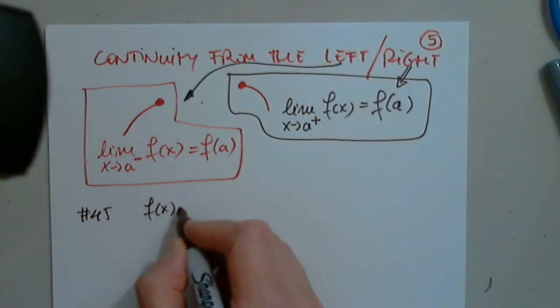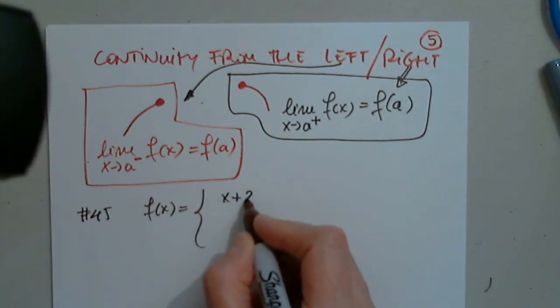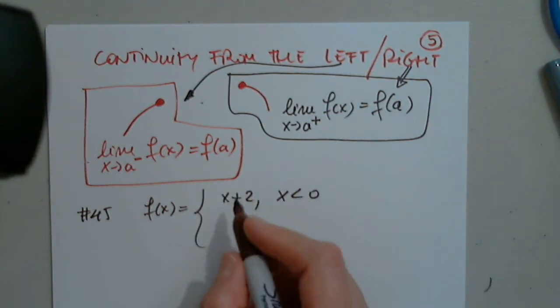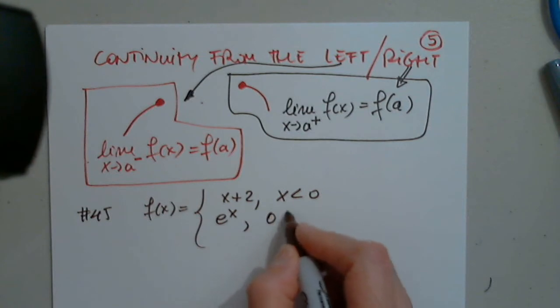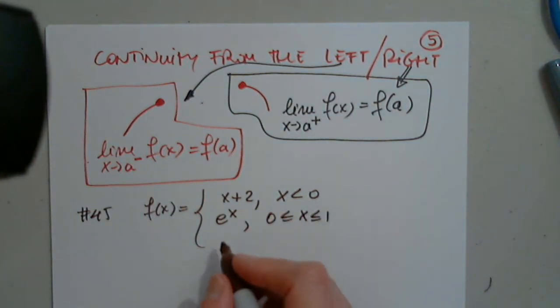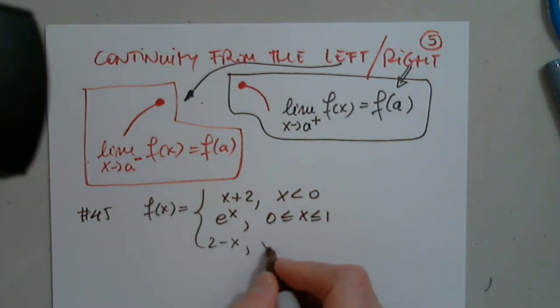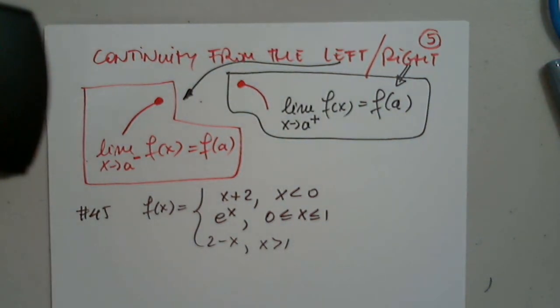So f of x, x plus 2 for x less than 0, e to the x. I'm sure you're going to very soon dream about these piecewise defined functions. I mean, this is probably the 4th or the 5th. Okay, good.